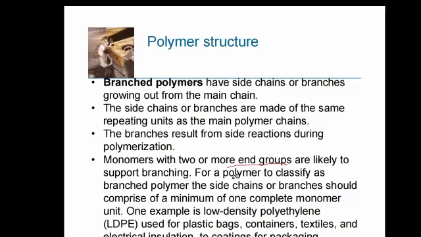And for a polymer to classify as branched, its side chains or side branches should comprise a minimum of one complete monomer unit. An example of a branched polymer is low density polyethylene, LDPE, which is commonly used in making plastic bags, containers, textiles, electrical insulation, etc.